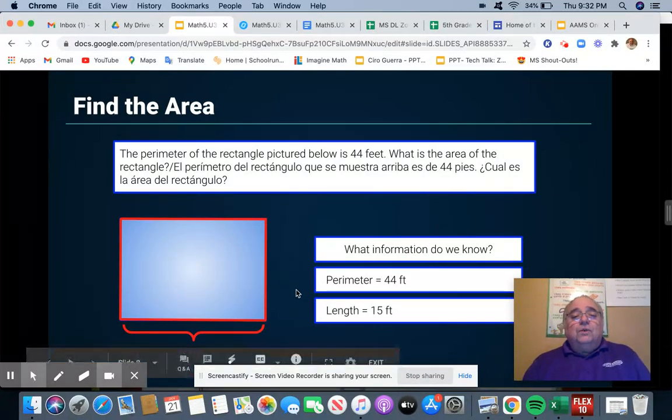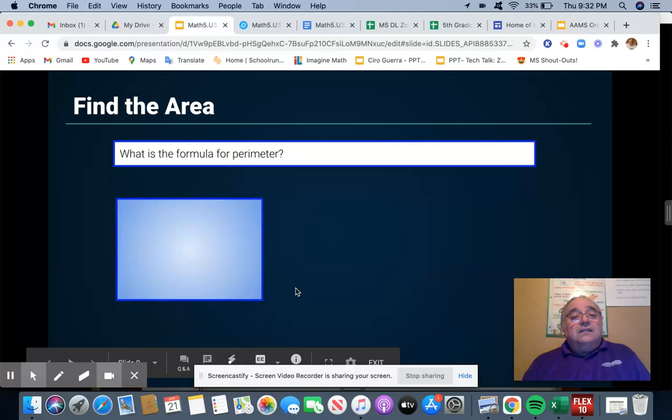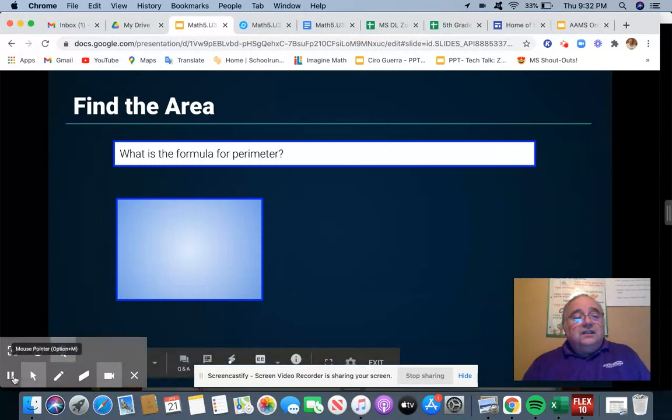So what do we have to find? We need to find the other length and the width. So how do we do that? I know how. We know the formula to perimeter, don't we? Pausing the video in 3, 2, 1. What is the formula?